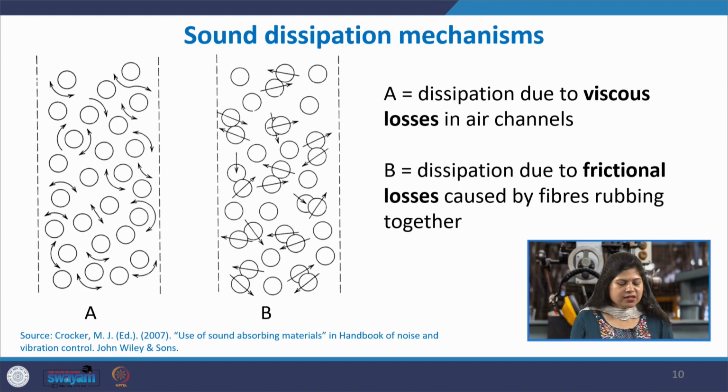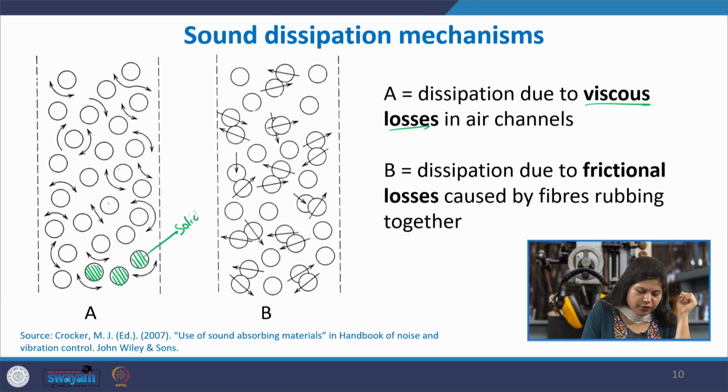So, you can see it here, in the first case we have the viscous losses happening. Suppose these are the various fibers or various solid structures. These circles are the solid medium of that porous fibrous material, all of this is the solid phase, and this one over here, let us say, is the air phase.